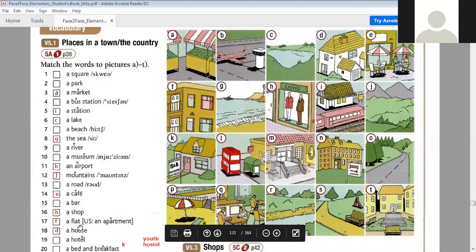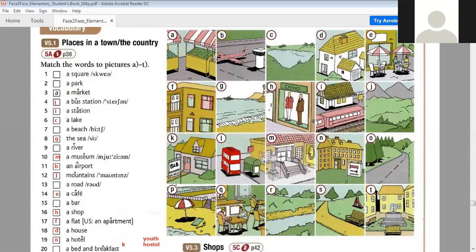But maybe some bed and breakfasts, yes, maybe you can only book a bed. Okay, so bed and breakfast is K. What is L? What's this L? Bus station. Okay, bus station. And what's M? A museum. M is a museum. Okay, where's museum? Here it is. N, what's N? Hotel.